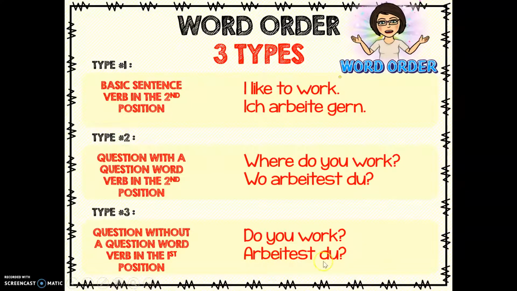Arbeitest du? Work you? It does not translate literally, but that is what you would want to do. You can only have one verb, so we get rid of the do and we put work in its spot. We conjugate it so that it agrees with the subject. Do you work? Arbeitest du?